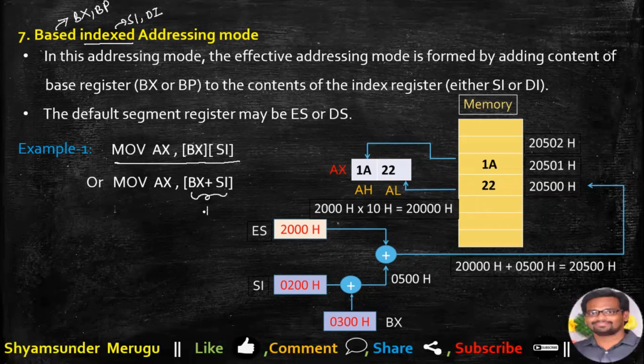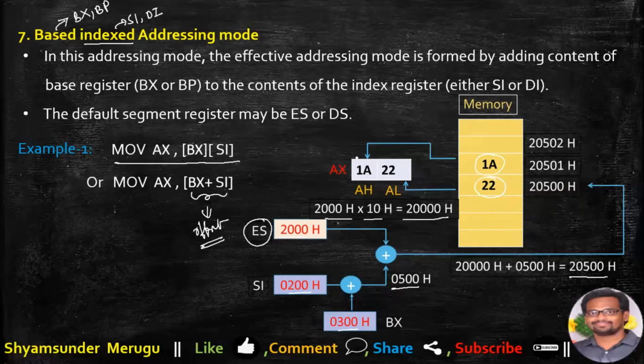So the combination of BX and SI will provide us the offset address, right? So once we get the offset address, for the default segment register here, we have used the extra segment which provides the base address, assuming that the base address is 2000. When we multiply 2000 with 10H, we get 20,000H, and here it is 200 and here it is 300. When we add, we get 500. Now 20,000 plus 500, we get 20,500H, and it is locating somewhere in the memory. In that location, we will be having the data 22, and in the next memory location we will be having 1A. Now this 22 will be moved to AL and 1A moved to AH.